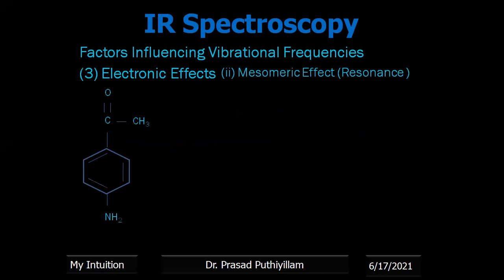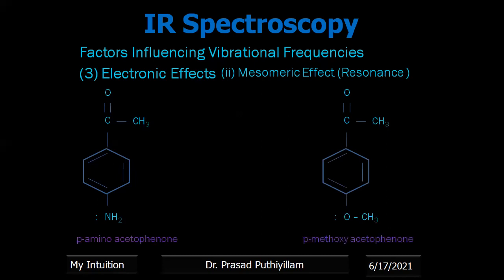Connecting to nitrogen, NH2 having a lone pair of electrons. So this is para-amino acetophenone. This is the acetyl group, connected to a phenyl, therefore it is acetophenone. These two positions we call the ortho position, meta position, and para position. So at the para position, one amino group is present. Another example I'm taking is the same type, acetophenone, but at the para position we have a methoxy group. So para-methoxy acetophenone.